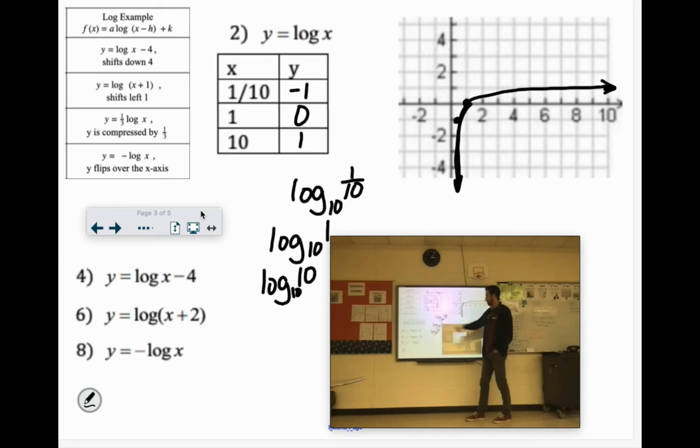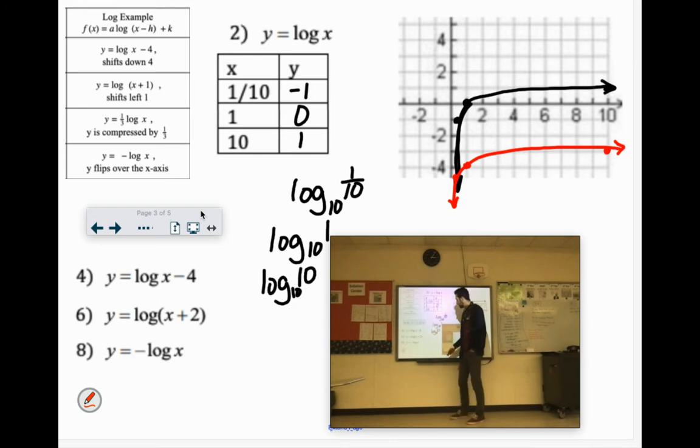Now here we have log of x minus 4. It's not grouped with the x, so that would just shift everything down 4 places. So if we go down 4, 1, 2, 3, 4, about there. 1, 2, 3, 4 is there-ish. And then 1, 2, 3, 4 would be there. So this one shows our log of x minus 4.